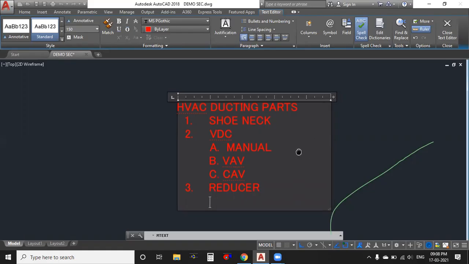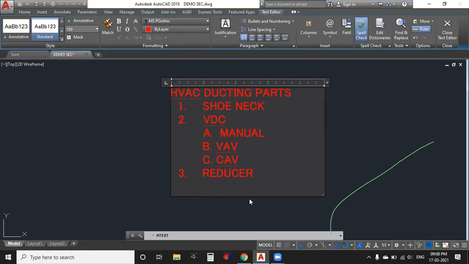So that reducer formula will be W1 minus W2 into 4. So the length of reducer should be 400 to 750.